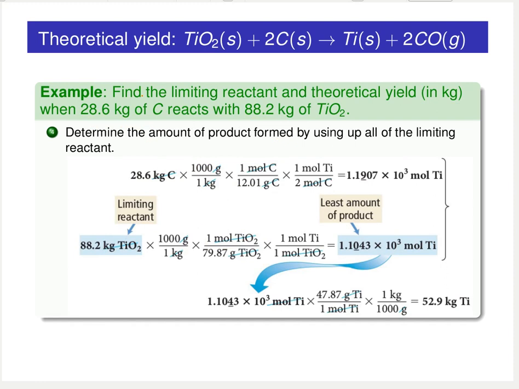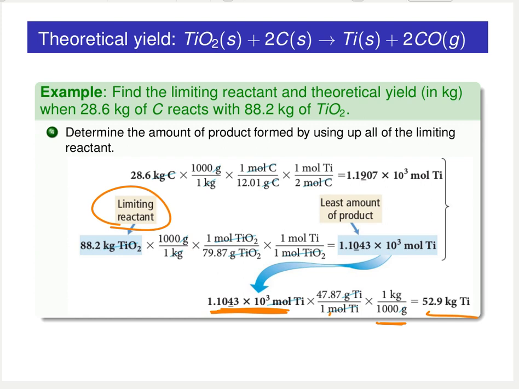So if we do that for this example, we'll go through it quick. Feel free to pause the video as needed. Basically, we're taking those kilogram quantities, carrying out the math, and what we will find is in fact that the least amount of product in this case comes from the titanium dioxide. And so titanium dioxide is going to be our limiting reactant, and so then we will take the number of moles of titanium solid that will be formed in this reaction if we completely use up that limiting reactant, convert that into grams using the molar mass, and then into kilograms to get our final answer, which is 52.9 kilograms of titanium.